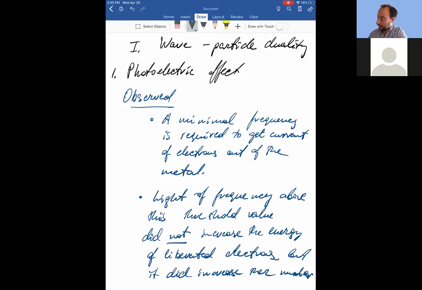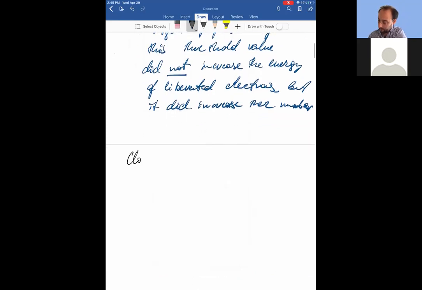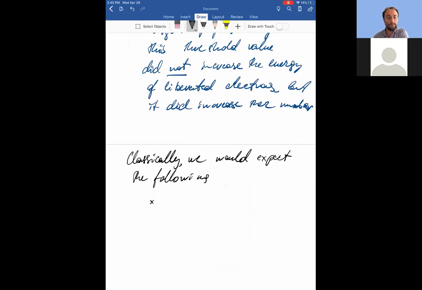So let me put that down. So classically, and by this I mean the wave picture of light, that's what I mean by classically, increasing the amplitude should increase the energy.